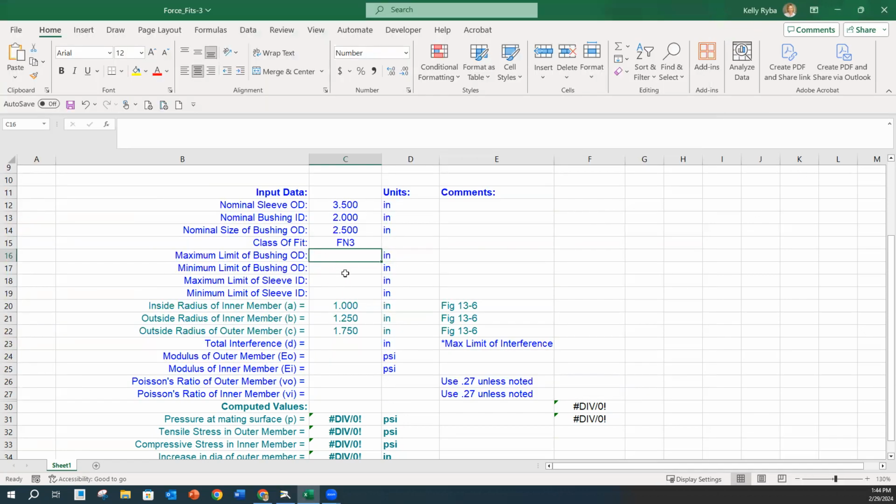So we want to now go there, and our nominal size that we're going to be working with is the 2.5. And again, these are all filled in for us already, so that's nice, but we have to fill in our limits because that's part of this problem.